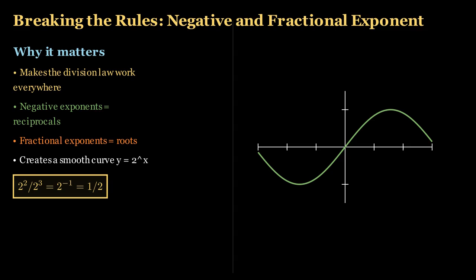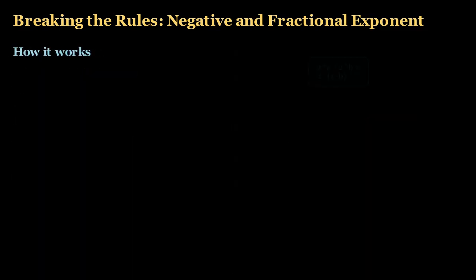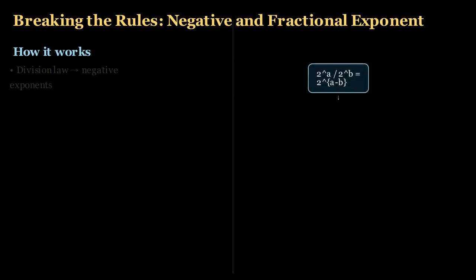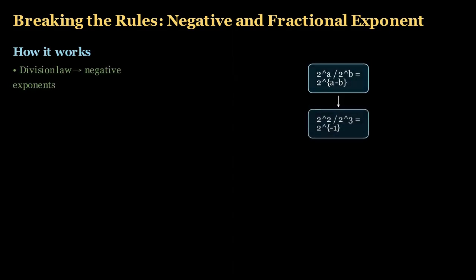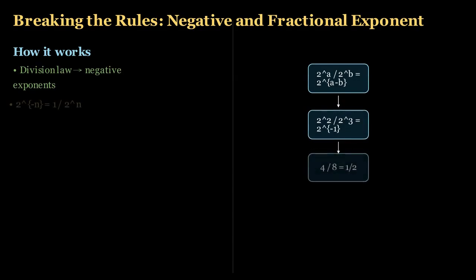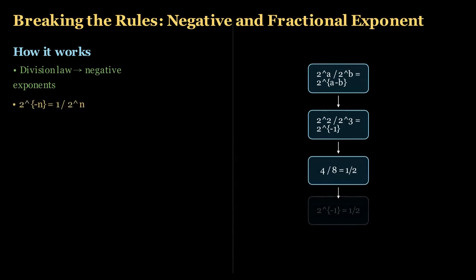Start with the division law, 2 to the a divided by 2 to the b equals 2 to the a minus b. If a is smaller than b, the exponent becomes negative. For example, 2 to the 2 over 2 to the 3. By the law, that's 2 to the 2 minus 3, or 2 to the minus 1. But if we just calculate the numbers, it's 4 over 8, which simplifies to 1/2. So 2 to the minus 1 must equal 1/2. In general, 2 to the minus n equals 1 over 2 to the n. Now for fractions, use the power of a power law.